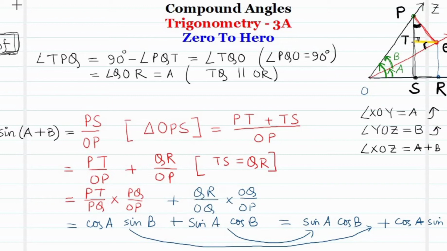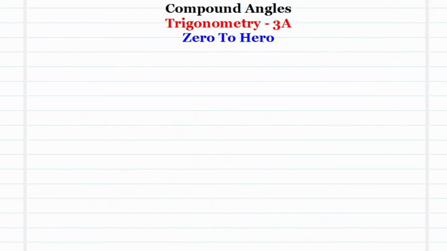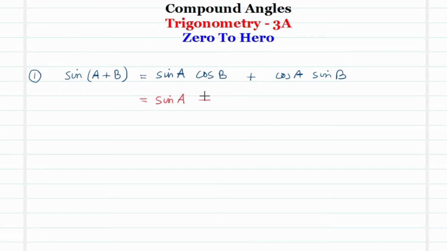Now here, one very important thing that we should always take care of. The formula for sine of A plus B is sine A cos B plus cos A sine B. Now students often make mistakes while applying this formula. And what is this wrong statement? They often write sine of A plus B equal to sine of A plus sine of B. Of course, this is wrong. This is never true.